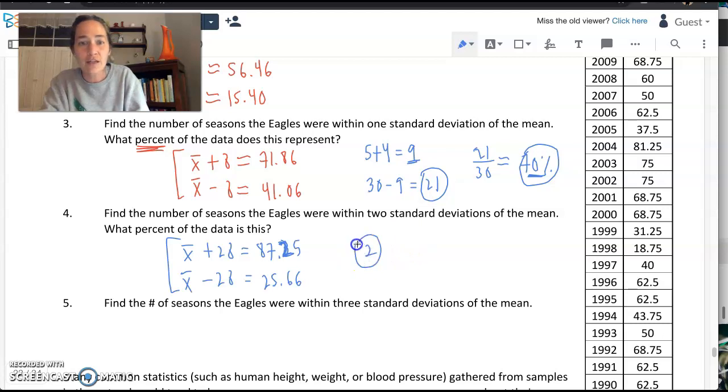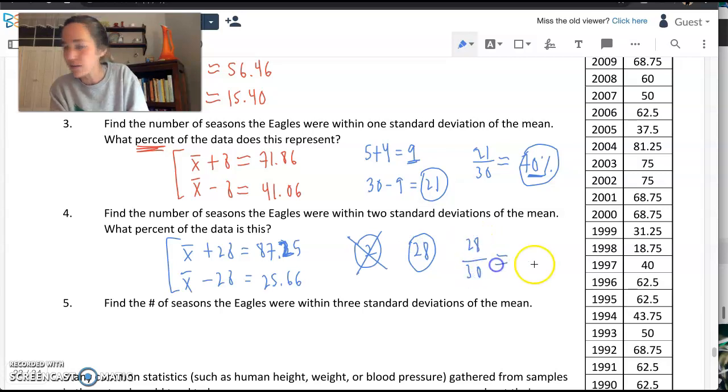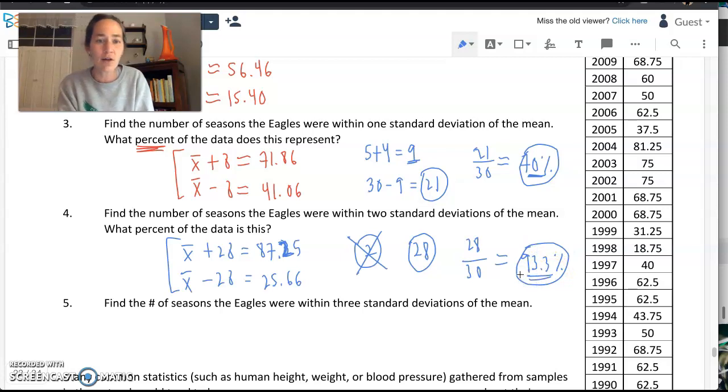I'm only calculating 2 of all the 30 seasons. It's so rare to be outside of 2 standard deviations of the mean. And that means our answer isn't 2, right? 2 are outside of that. 28 seasons are within that range. And that percentage is almost the entire set of data. 28 over 30 gives you 93.33%, 93.3% of that data. Okay, interesting. We've almost hit all the data.